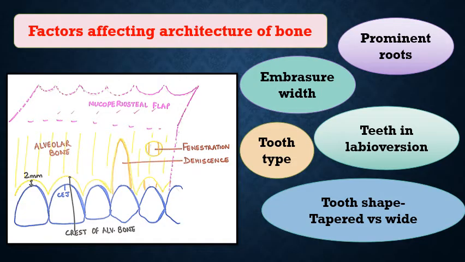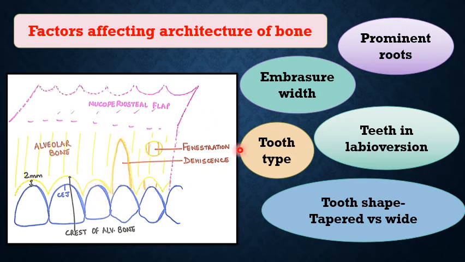There are certain factors which affect the architecture of bone. We have already discussed the tooth type, like anterior teeth will have more scallop and molars will have slightly flat architecture. Teeth in labioversion will have more pronounced scalloping. Tooth shape we have already discussed, tapered versus wide. If we have prominent roots, then the scalloping will be more pronounced.